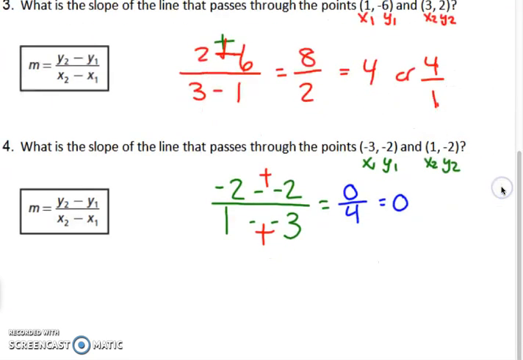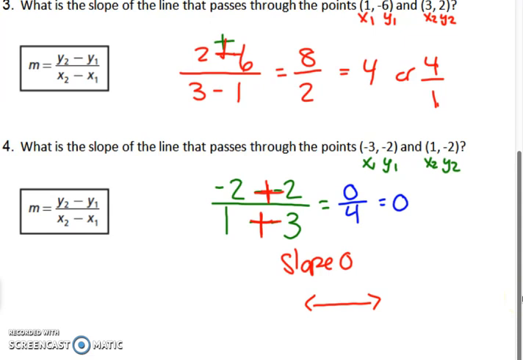On the fourth one, same thing, I had minus and negative twice, so I made those into a plus sign. And so -2 plus a 2 was a 0. And then 1 plus 3 was a 4. 0 divided by 4 is 0. When it has a slope of 0, that's going to be a horizontal line. Okay, so 0 slope is going to be horizontal. Okay, so that's how you find slope between 2 points.